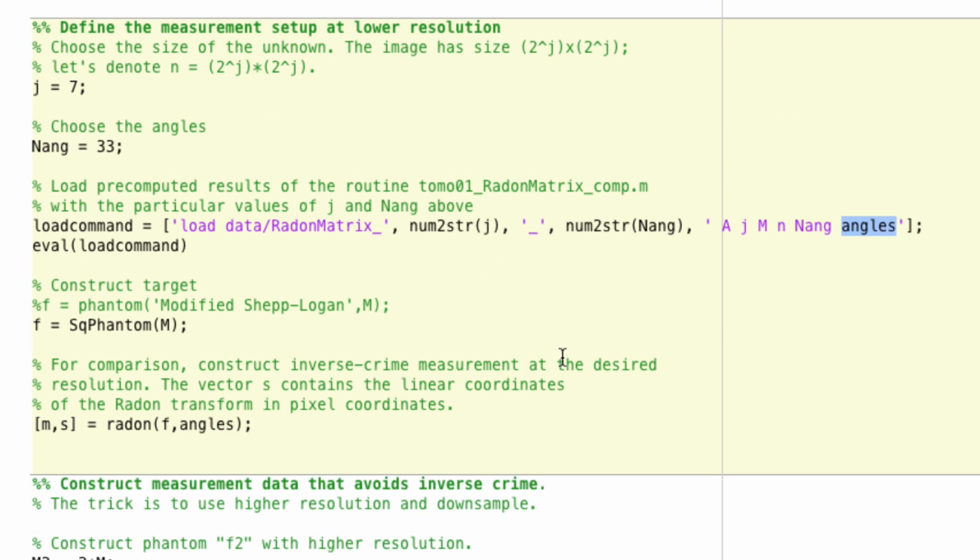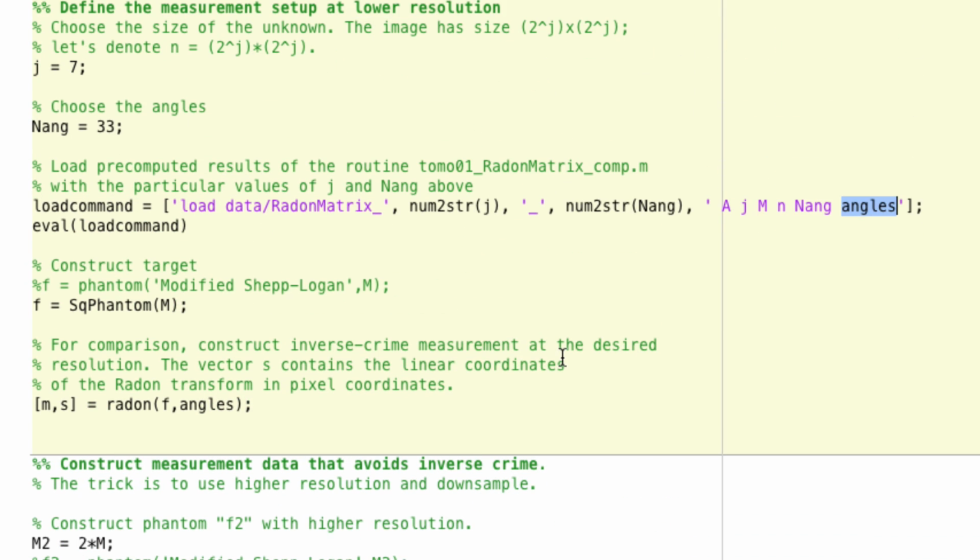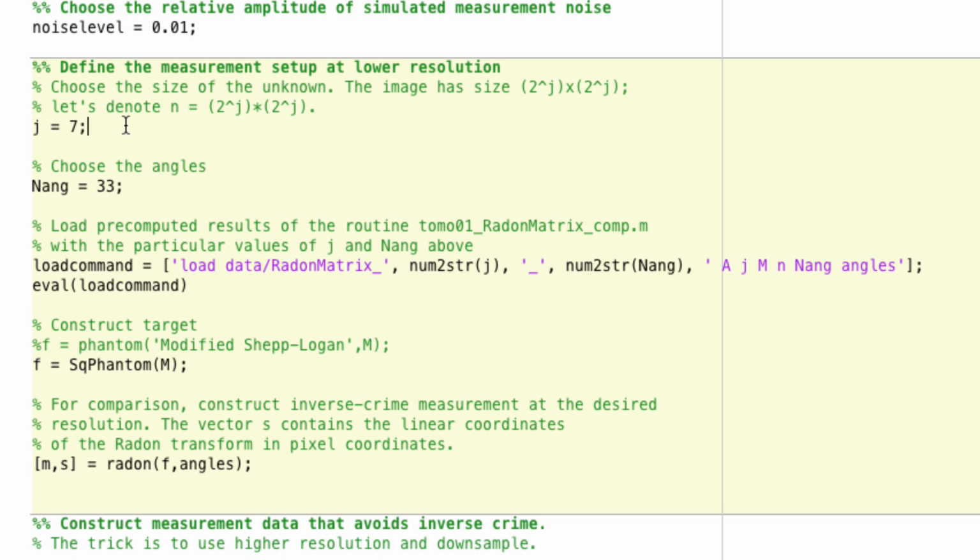You have J defined in this file, and you are also loading J from the file, like from the previous results. Should that be...? Yeah, it's here. Are those meant to be the same? They will be the same, because this here specifies which file we are loading, and the file specified by a certain number J will contain the same number. So you don't need to define that up there.